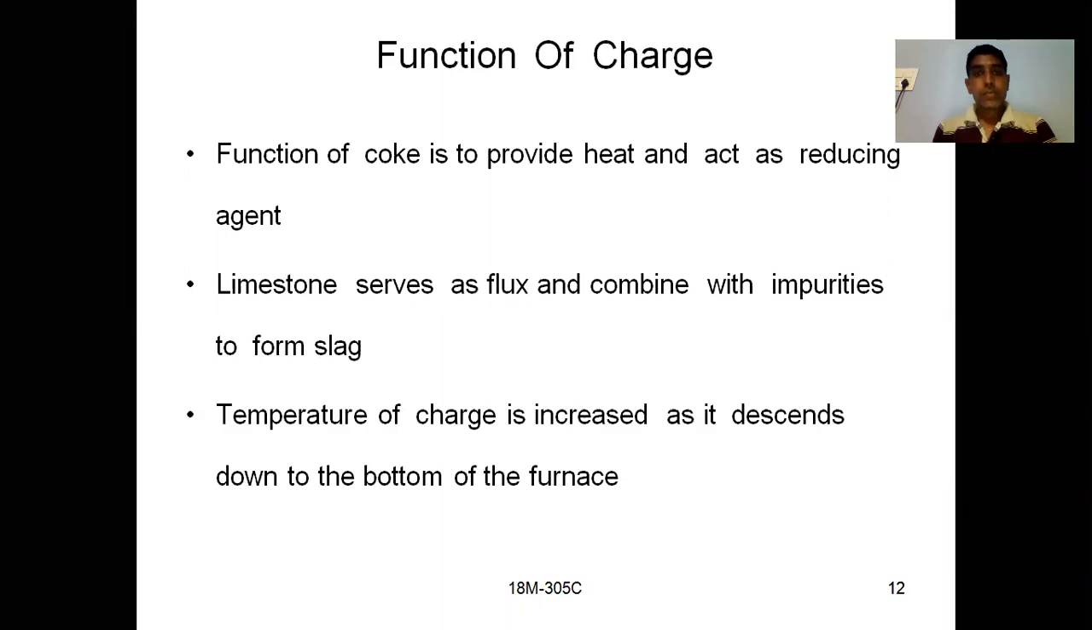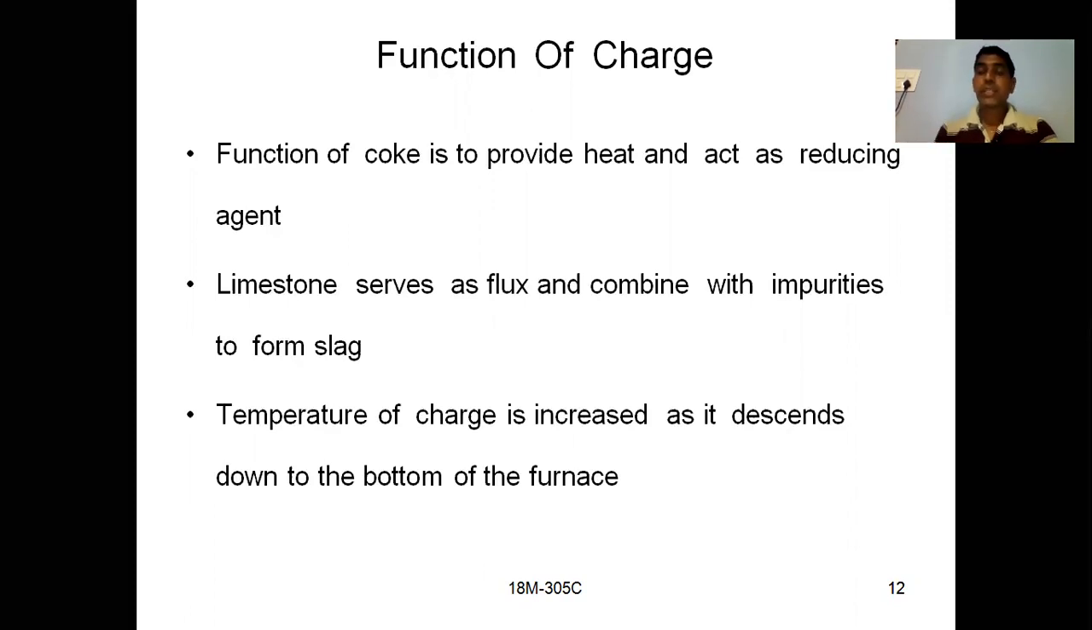See here, very important question. What is the function of charge? In the charge, what are we having? We are having iron ore, coke, and limestone. So why are we having iron ore? Simple, because iron ore contains iron. That's why we are going to extract that iron. So that is the main charge.